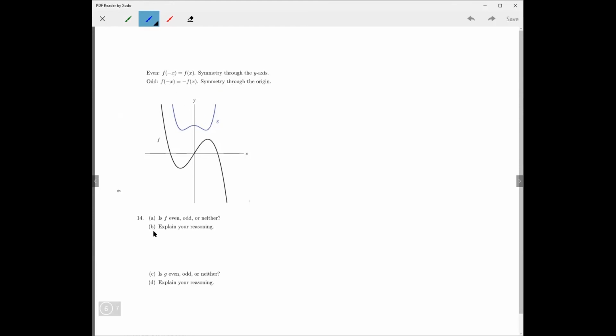Okay, now f, based on the second part, you can see this f function here has symmetry through the origin, right? Because if you take a point here, and you go from here to the origin, and then you continue that same distance, you'll get another point on the graph. You can do this with any point on the graph. So symmetry through the origin.